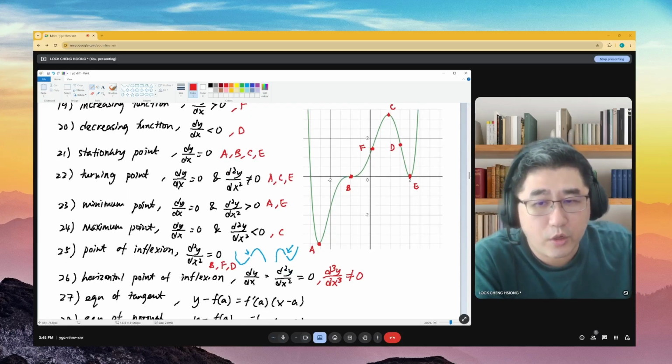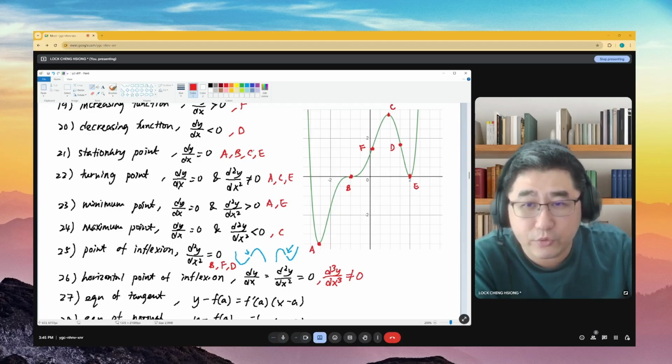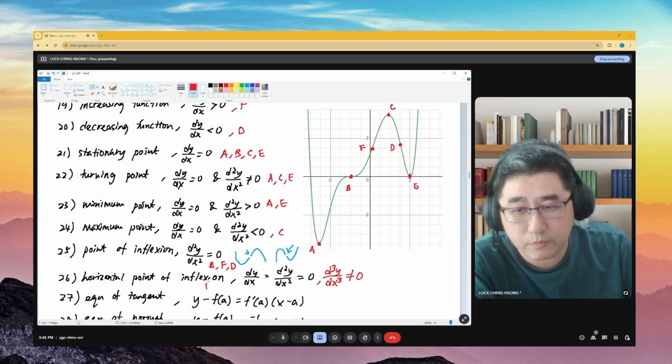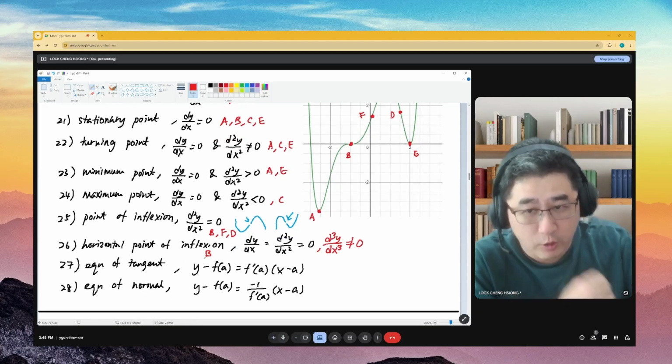Then the horizontal point of inflection is the point that fulfills d²y/dx² equals 0 as well as dy/dx equals 0, but the third differentiation is not equal to 0. You can observe the two conditions, and the common point you have is B. So this is point B, the horizontal point of inflection.